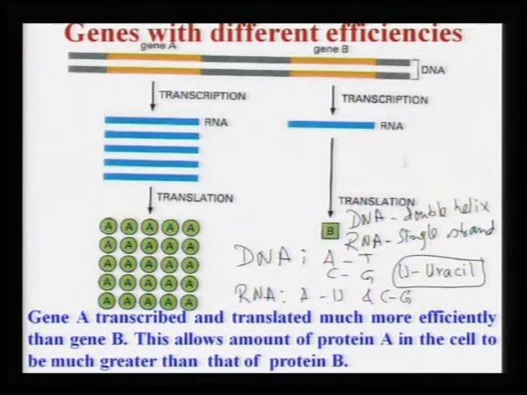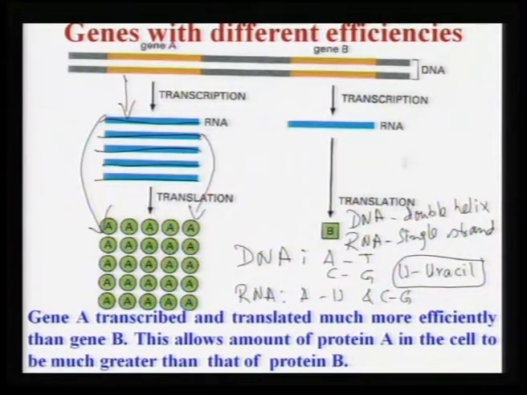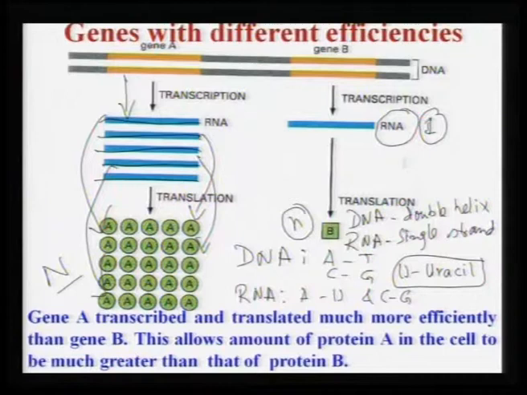In this particular case, gene A, when it goes through transcription, a number of RNA copies are made. These individual RNA copies can then individually produce a large number of protein molecules, and as a result you end up having a capital A number of protein molecules here. In case of gene B, although it produces similar RNA copies, the number of RNA copies is just 1, and therefore you have a very small number of protein molecules. So, gene A is known as highly efficient, gene B is known as less efficient.